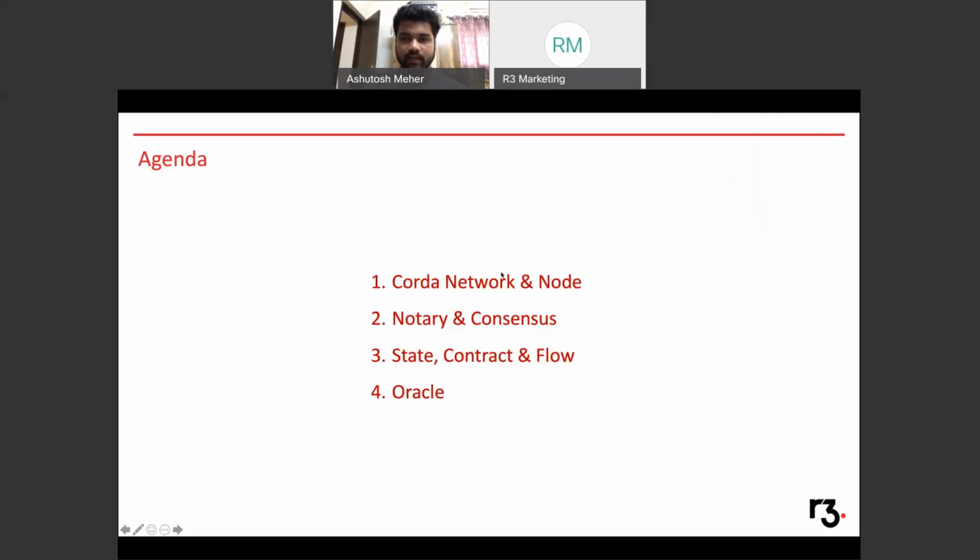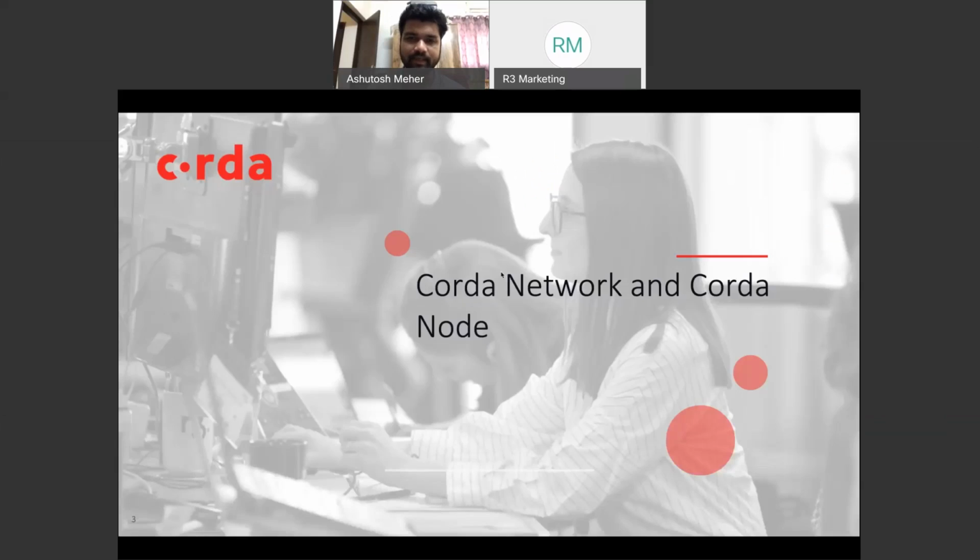Okay, I briefly talked about the agenda, so that's what it is. We will be covering the Corda network and node, and then Notary and consensus, and obviously state, contract and flow, which is pretty important for the exam, and then a bit about Oracle. Like I said, this is just some portion of what will be covered in the entire syllabus of the Corda certification exam. But after going through this, it would give you a good head start, and then you could do your own learning to clear the examination. So let's get started with the Corda network and Corda node.